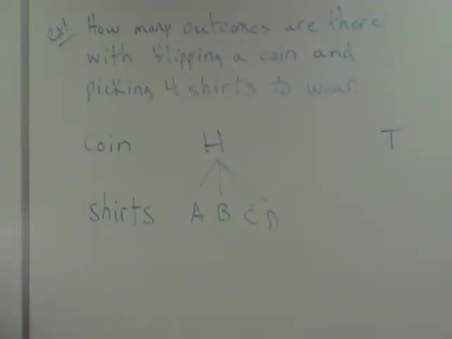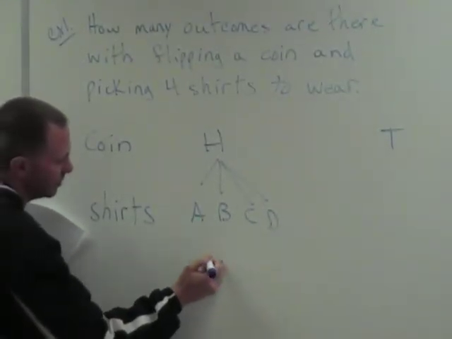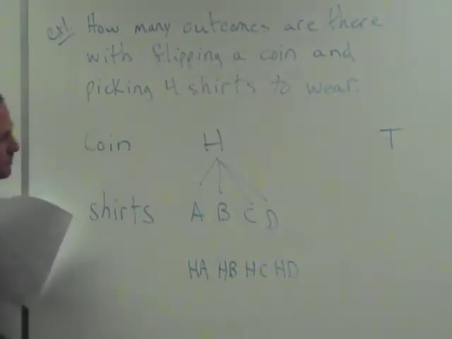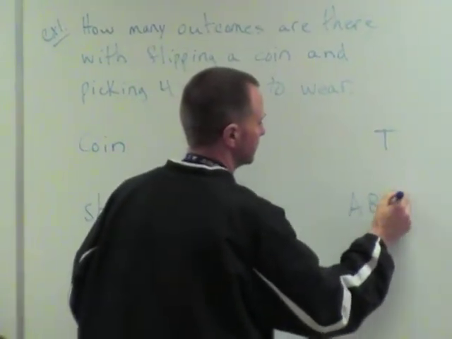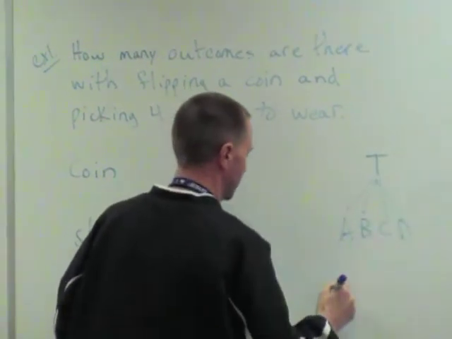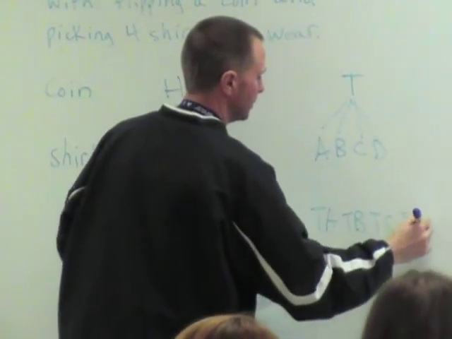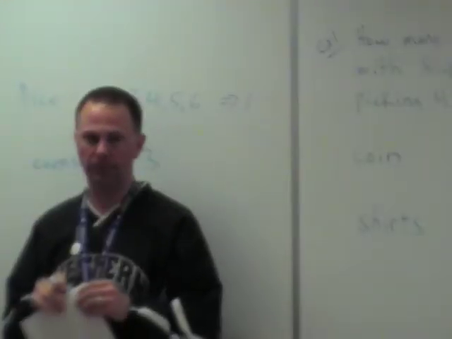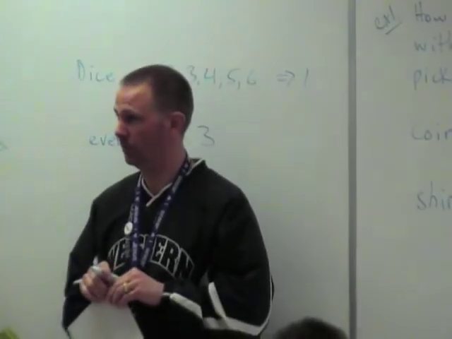So you have heads and shirt A, heads and shirt B, heads and shirt C, and heads and shirt D. 4 possible on the one, and the same thing for the tails. Tails and shirt A, tails and shirt B, tails and shirt C, and tails and shirt D. 8 possible outcomes. So if you only had 2 pairs of pants and 4 shirts, you'd have 8 outfits.